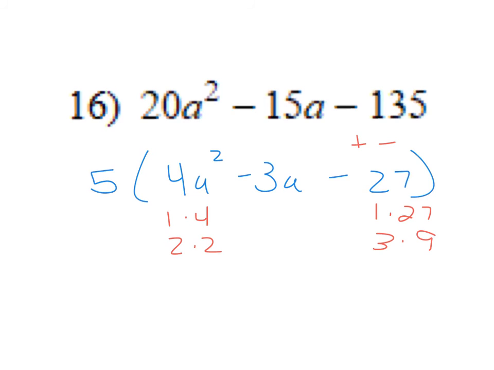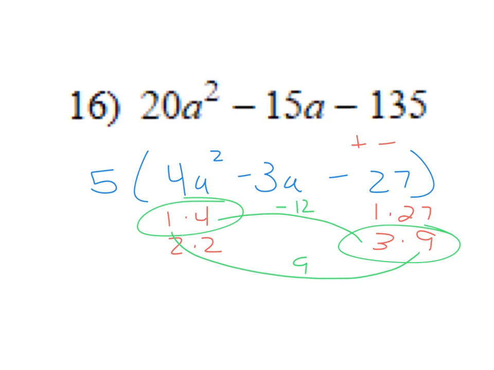Okay, so I think I found something here right off the bat. 1 times 9 is 9. 4 times 3 is 12. So I would have a negative 12 to get to the negative 3 in the middle. I think that's looking pretty good. So I've got a 1, 4, 3, 9 combo here.